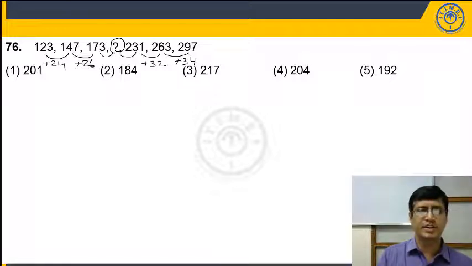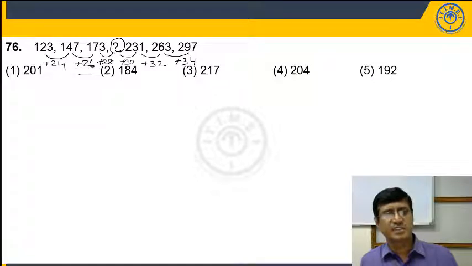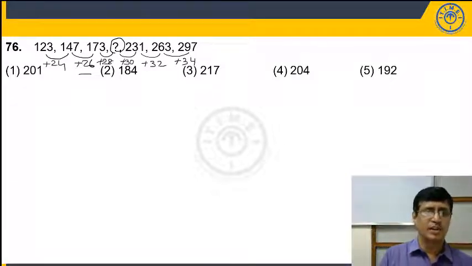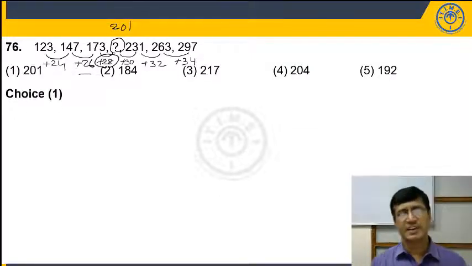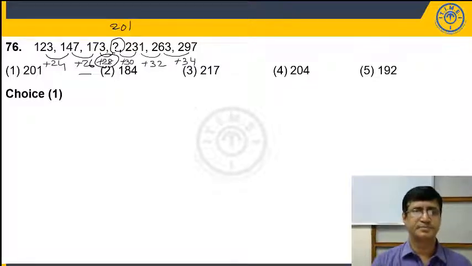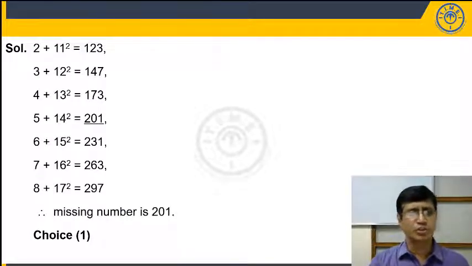24 plus 2, 26, 26 plus 2, 28, 28 plus 2, 30. Here it is following a series. It is an increasing series: plus 24, plus 26, plus 28, plus 30, and so on. So 173 plus 28, how much is it? It is 201. 201 means option number 1. First choice is the right choice. Just by observing the common difference here. One more method, the alternate approach: 2 plus 11 square, 3 plus 12 square, 4 plus, is the alternate approach.